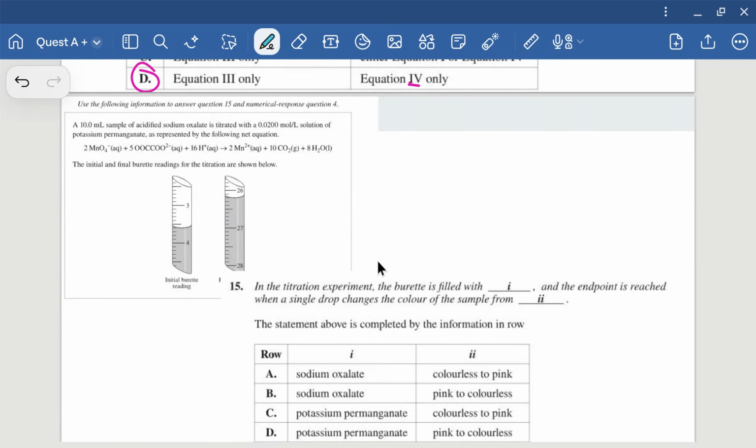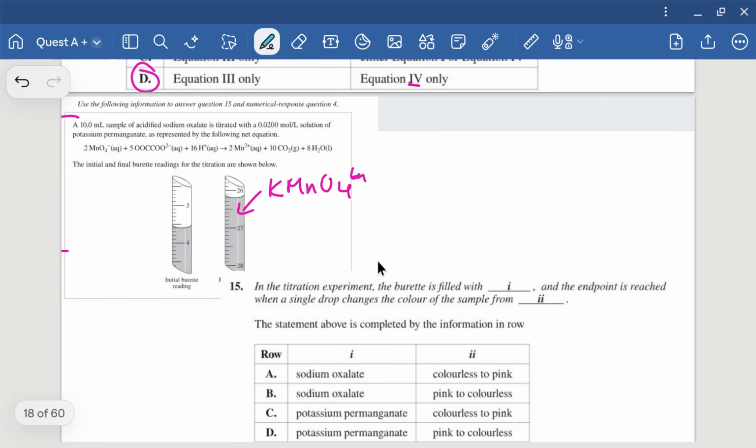Question number 15 here. We have a titration, which gives us a bunch of information, and then it's asking the question. So we have acidified sodium oxalate, and it's titrated with the potassium permanganate. The potassium permanganate would be in the burette, because that's what you're titrating with.